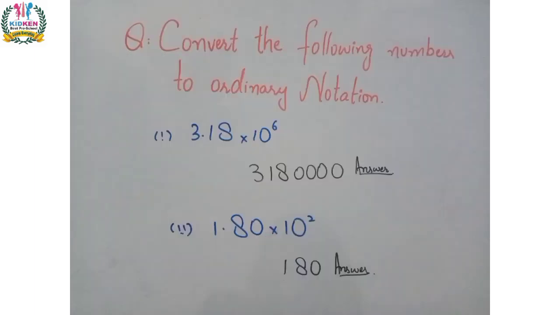Next question is convert the following numbers to ordinary notation. The question is given in scientific notation and you can convert these to ordinary notation. Our question is 3.18 multiplied by 10 raised to the power 6. In ordinary notation we can write this as 3180000. Next is 1.80 multiplied by 10 raised to the power 2. Simply you can write this as 180.